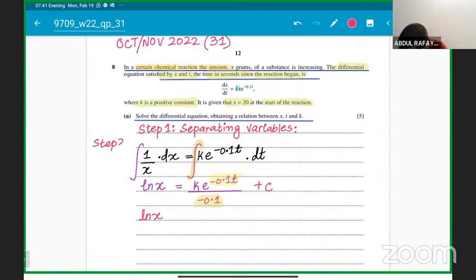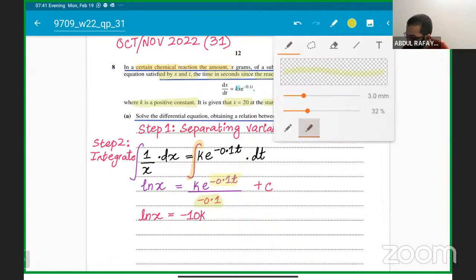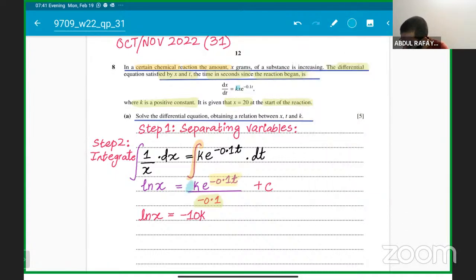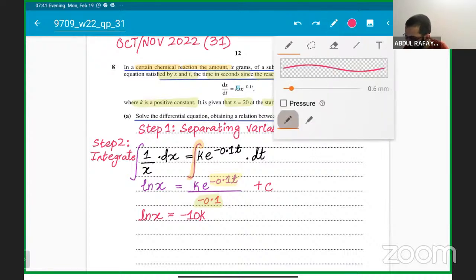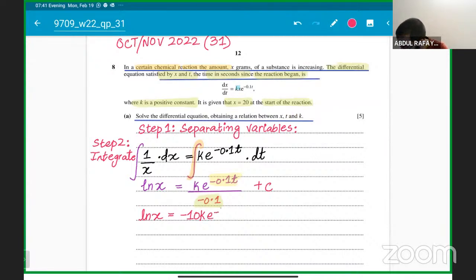I forgot to write down, but because we already discussed this, step two is integration. You have to integrate, then simplify. So we can say 1 divided by negative 0.1 is negative 10. Students need to understand: if anyone is not getting it, it's simply 1 divided by negative 0.1. So we got negative 10k e power negative 0.1 times t plus c. So this is our equation.